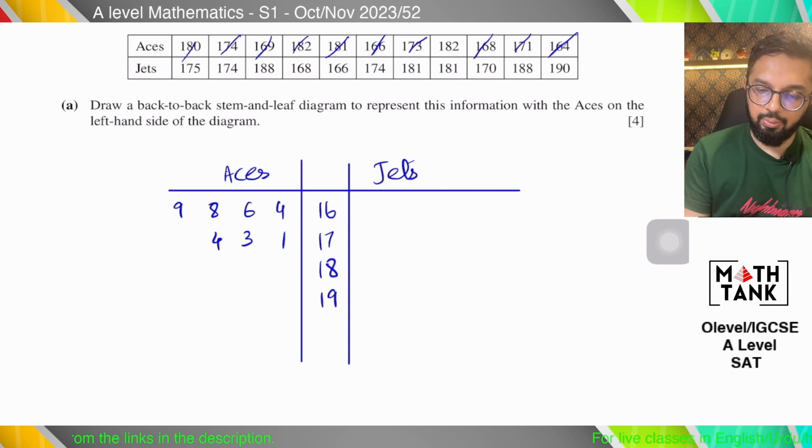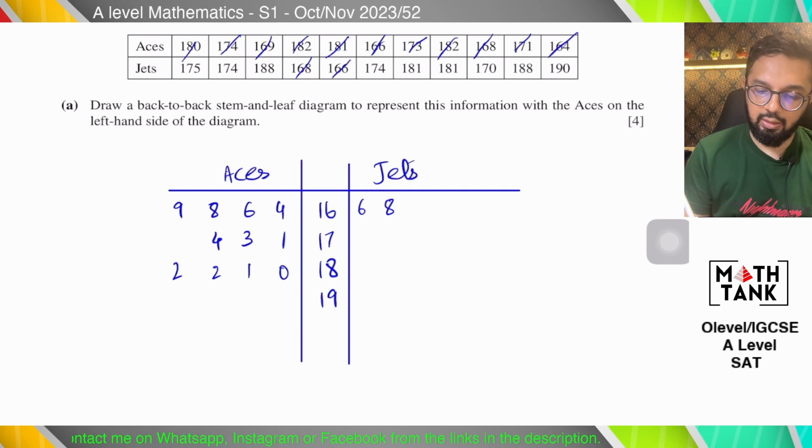For the jets, it's 6 and 8. Then 0, 4, 4, 5. And then 1, 8. Just for correct, I'm saying the players and the aces.